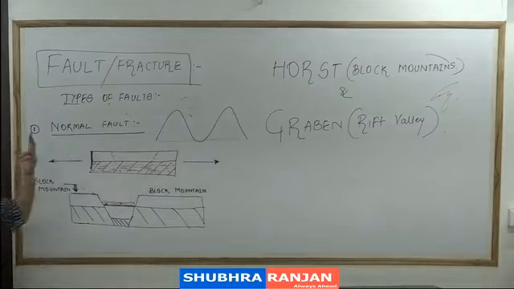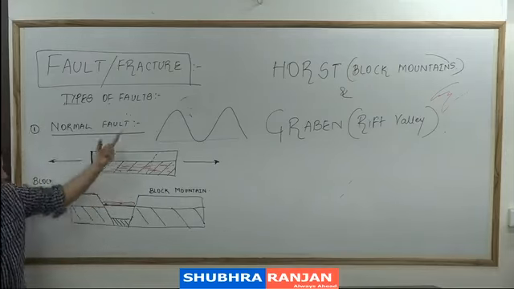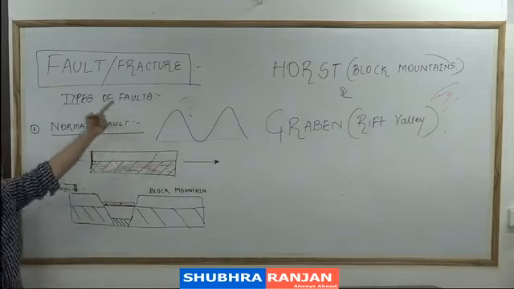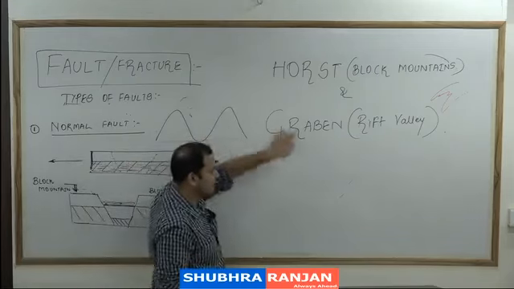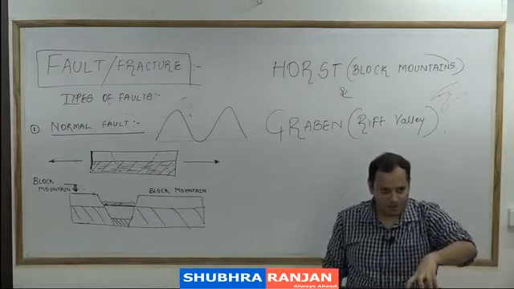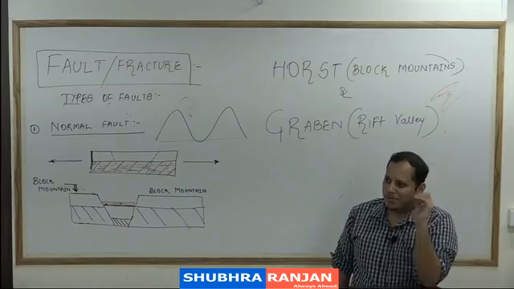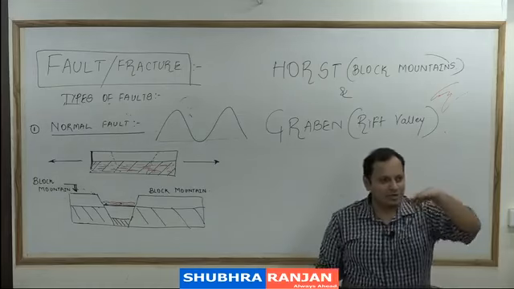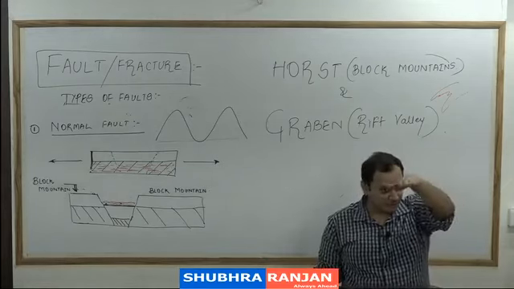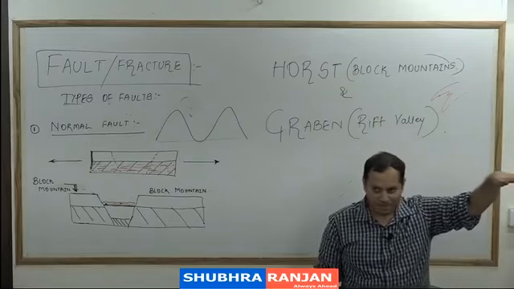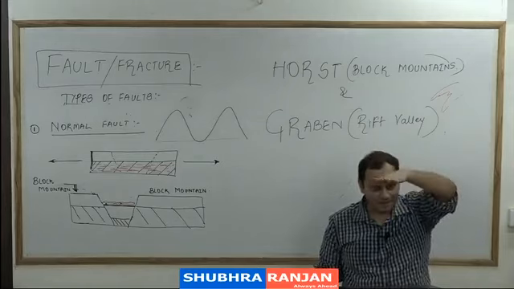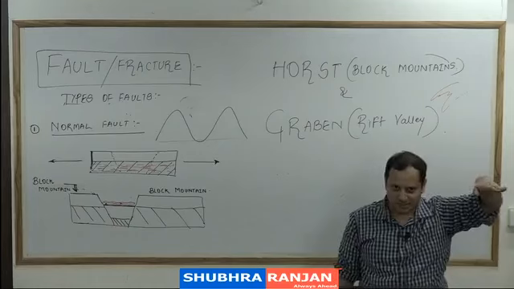Horst means block mountain. Horst and graben. It is written there. These words have to be remembered. Horst means block mountain. So can I say block mountain can come in the exam as tabletop mountain? Remember, it is also a tabletop mountain. More or less it is a flat mountain, because the other mountains are anticline and syncline. This one is flat, more or less flat.